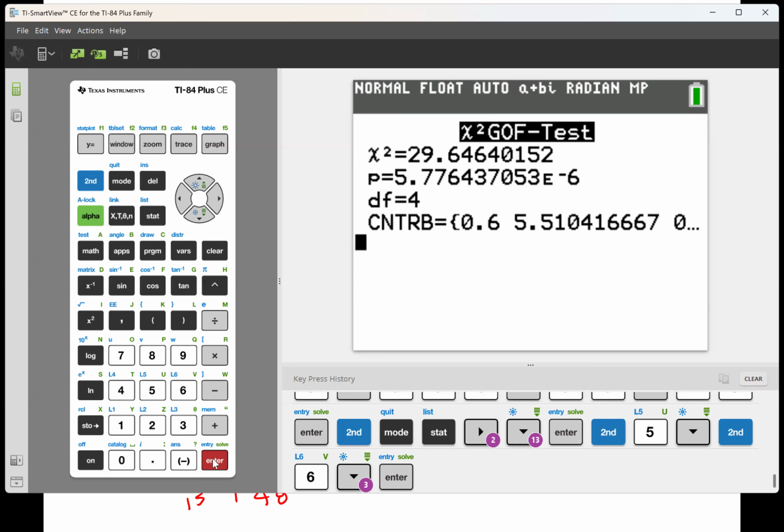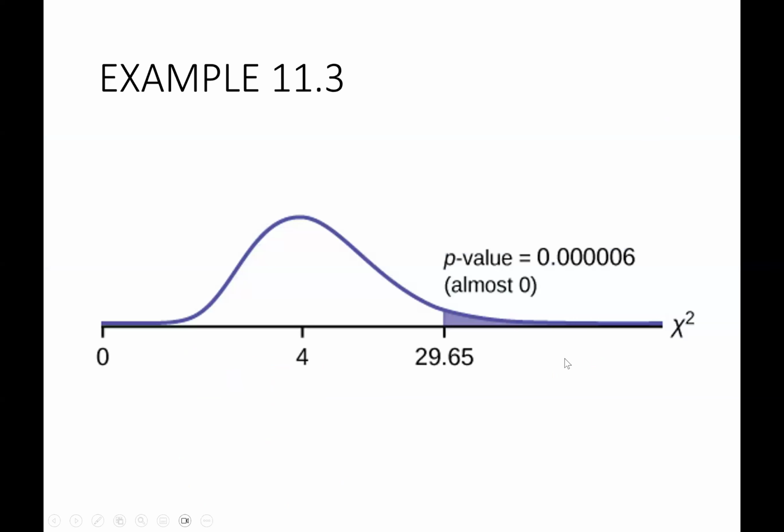So that's 0.00000578. And then you can see the squared Pearson residuals. We have 0.6, 5.5104, 0.3030, 0.5454, and 22.6875. So let's go back over here and write down our p-value. Our p-value is almost 0.